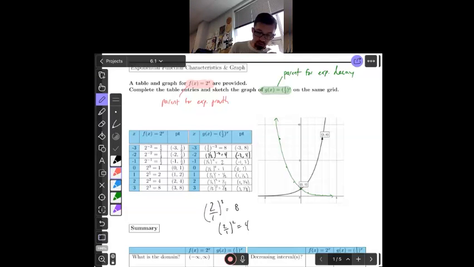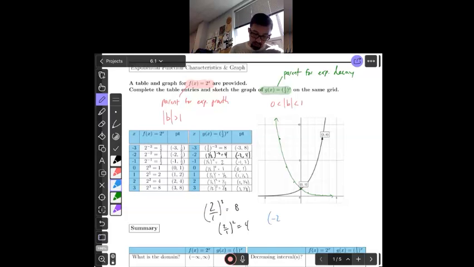How I know that's growth is because the b value, the base, is greater than 1. Here the b value is between 0 and 1. So that's a decay when it's between 0 and 1, when it's a fraction. It's growth when it's greater than 1.